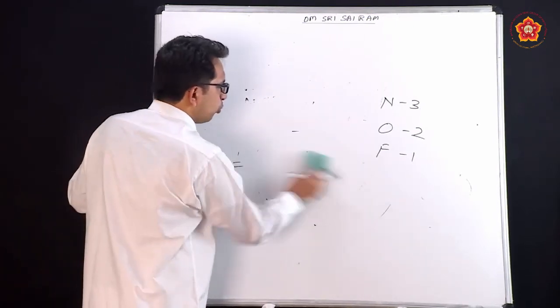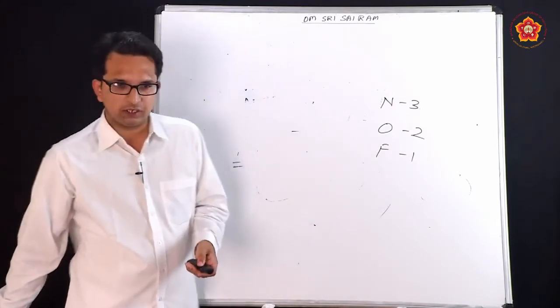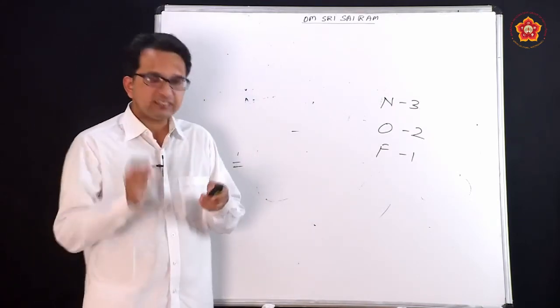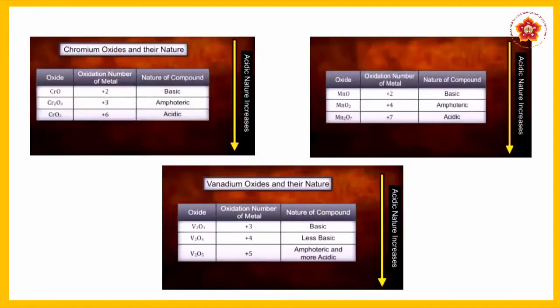So this is one aspect of these d block element compounds. Let us see another aspect now, which is about the stability of their oxides and their acidic and basic nature. Please go through all the 3 sets of compounds that are there. One is the chromium compounds, another is the set of manganese compounds, and the other is the set of vanadium compounds.